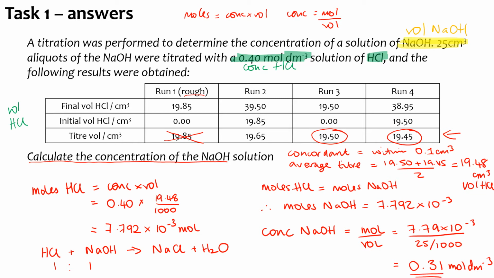Now, I've put that to two significant figures because the data in the question was all to two significant figures. And if we just have a think about that concentration, the concentration is just slightly lower than the concentration of HCl, but that makes sense because the volume needed for sodium hydroxide was slightly greater, 25 centimeters cubed compared to 19.48.